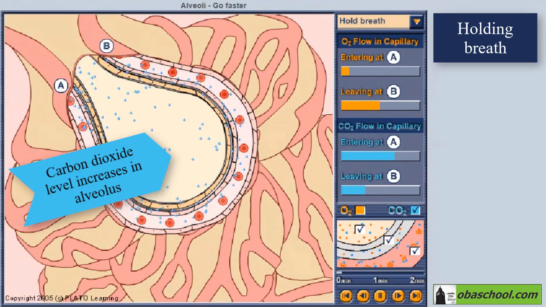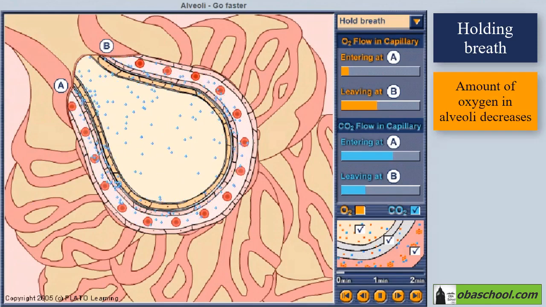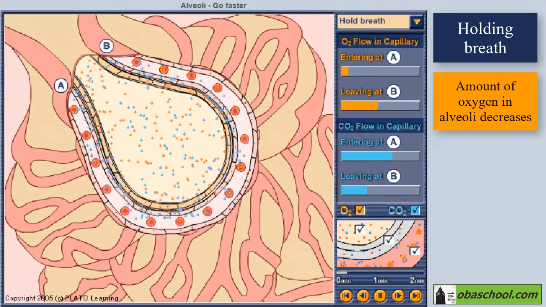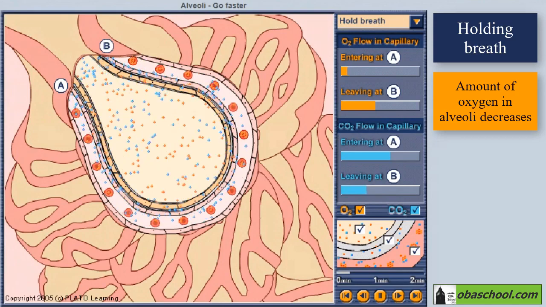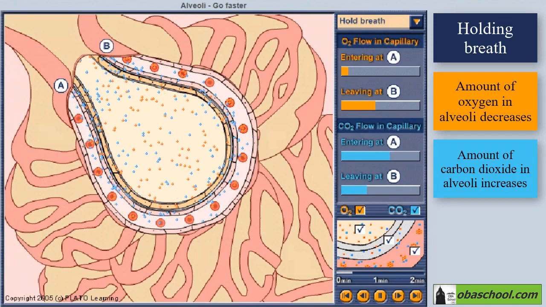So we can say that when a person holds his breath, the amount of oxygen in the alveoli is going to decrease compared to when at rest or not holding his breath, and the amount of carbon dioxide is going to increase.